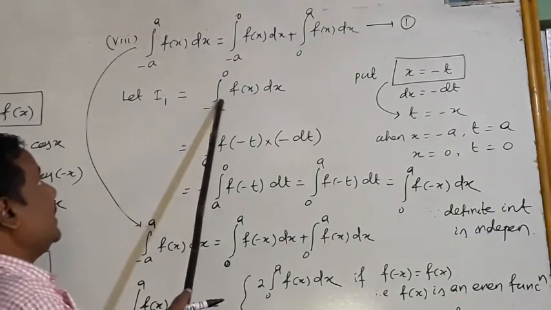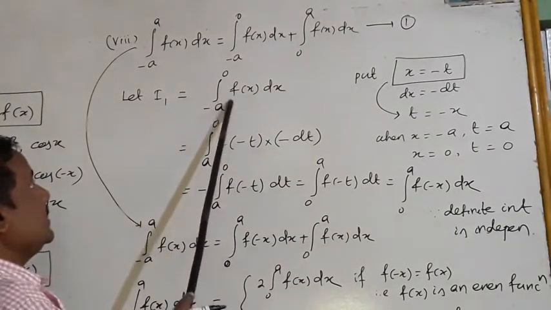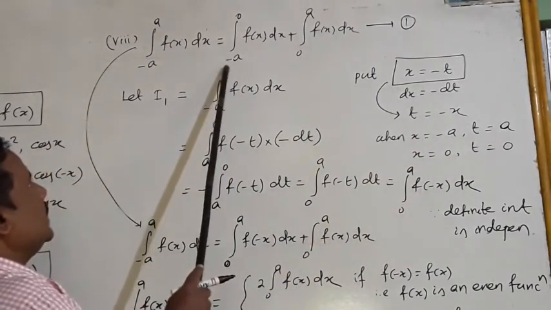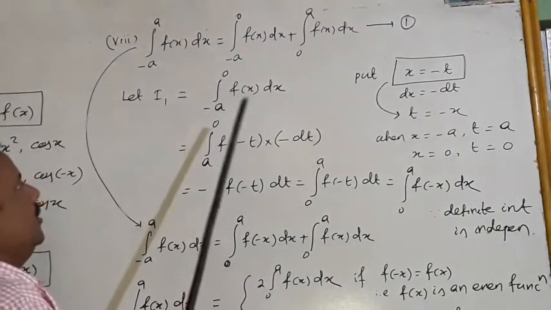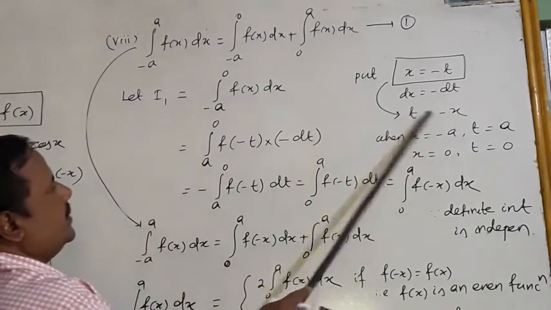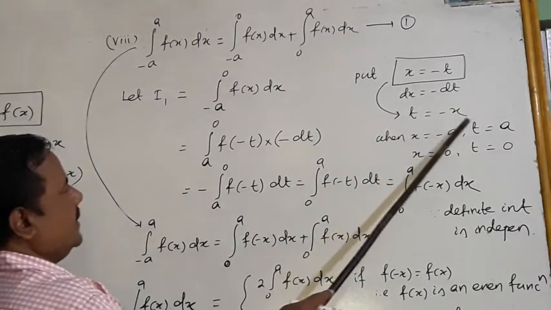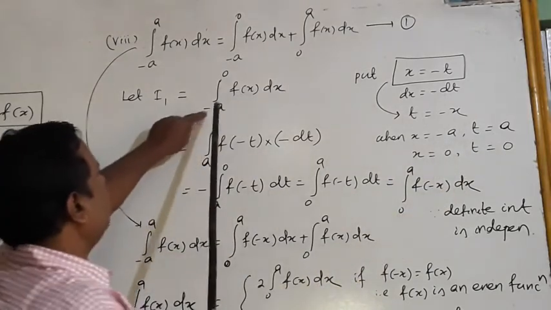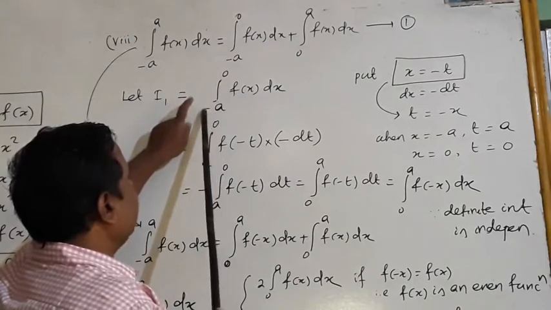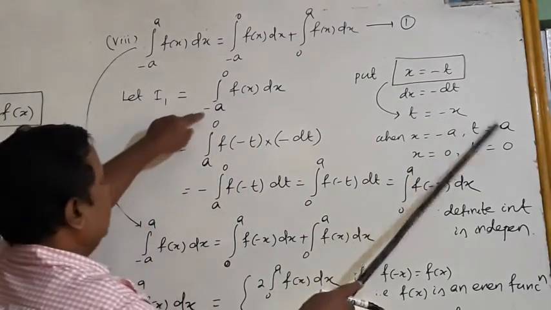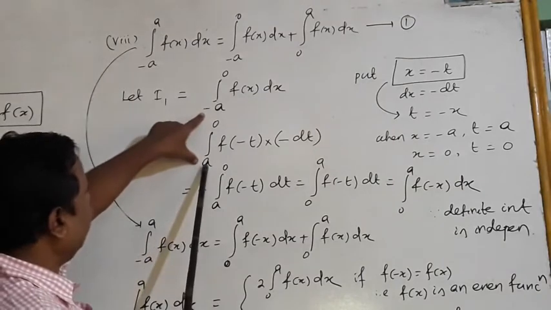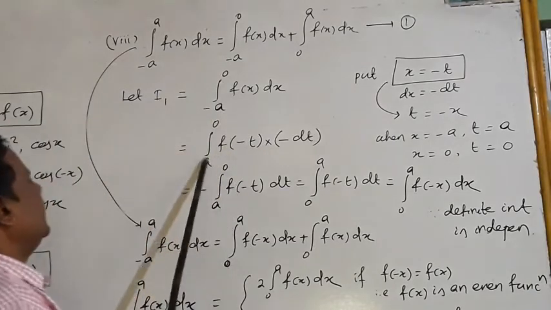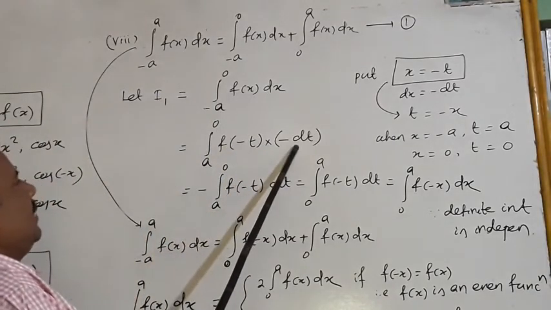When x is equal to minus a, put here, t is equal to a. When x is 0, it is a very important point, you have to remember it. When x is equal to 0, put here, t is also 0. So when x is equal to minus a, t is equal to a. When x is equal to 0, t is equal to 0. So in place of the lower limit, t is a, so put the value a here. When x is equal to 0, t is equal to 0, so put 0 here. So it is a to 0 f of minus t into minus dt.